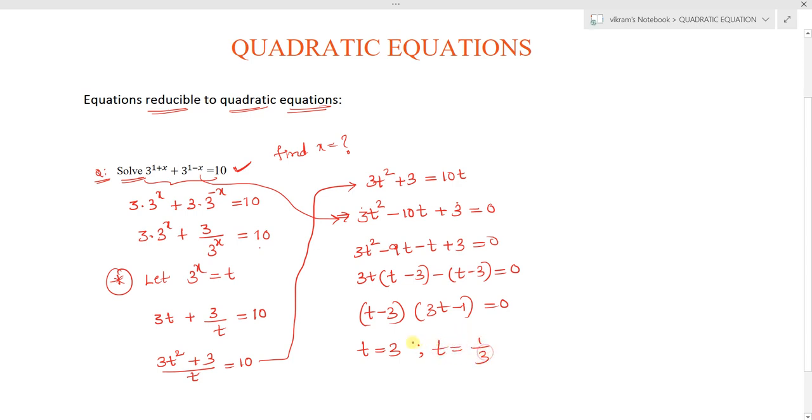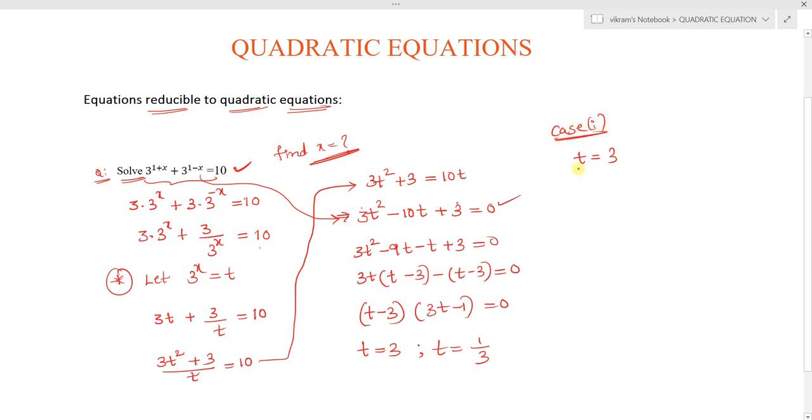So we reduced the given equation into a quadratic equation. After reducing it into the quadratic equation, we found the t values, but our intention is to find the values of x. Here we found t. So in case 1, t is equal to 3, which is the first case.